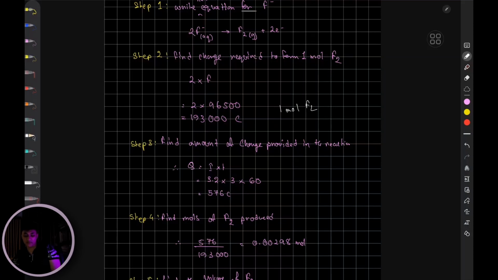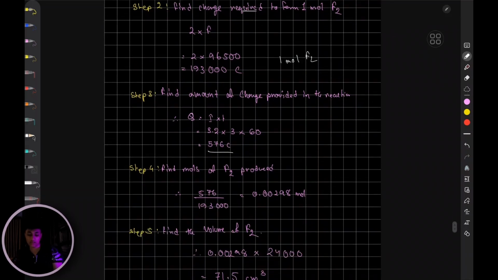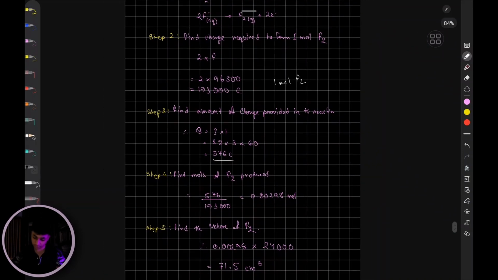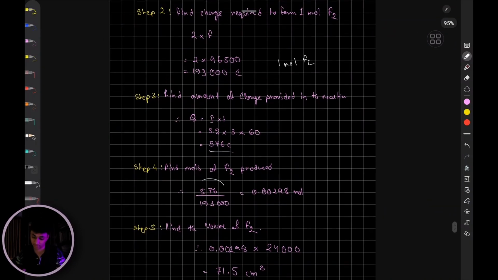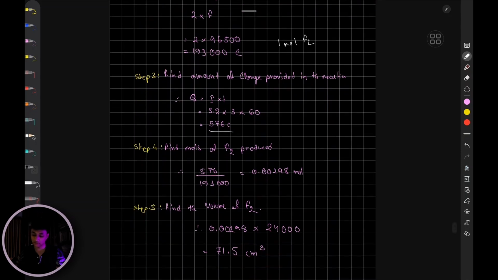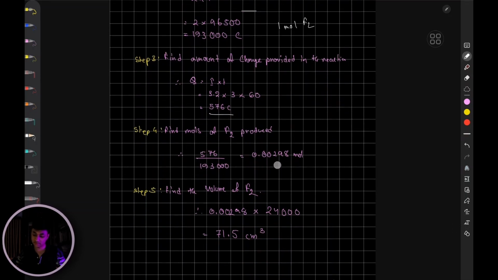Now, the amount of charge provided is exactly the same as previous: I times t, 3.2 times 3 times 60. That is going to give you 576 coulombs of charge. Next step, find the moles of fluorine gas produced, right? Now, what you have over here is again the same ratio. The amount of charge provided divided by the amount of charge required to form 1 mole of fluorine gas. However, there will only be 0.00298 moles of fluorine gas, right? So you divide these and you get this.